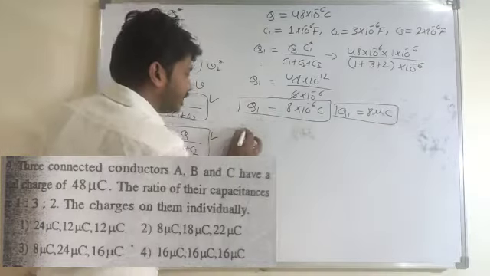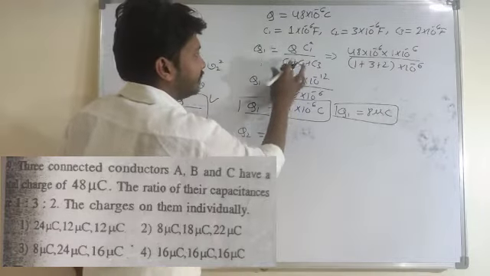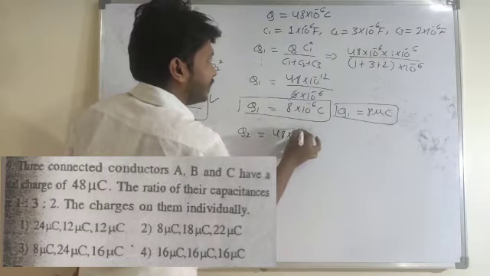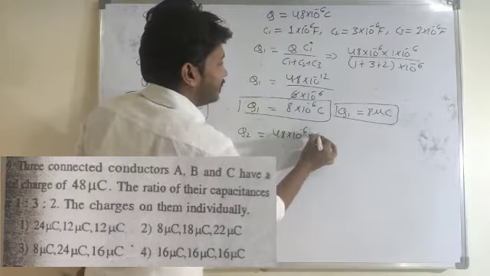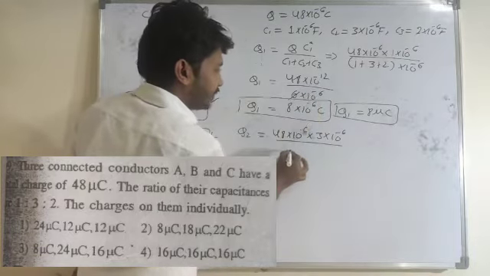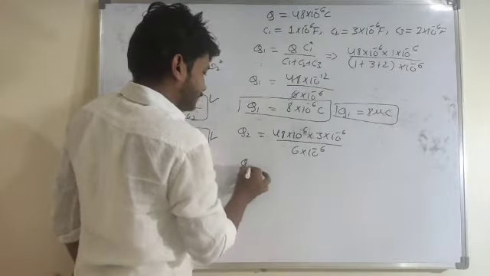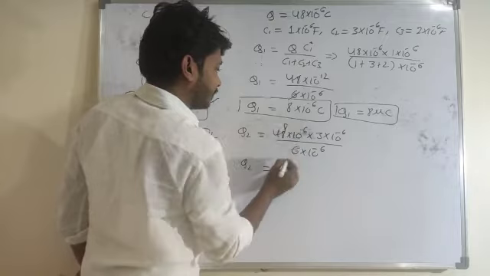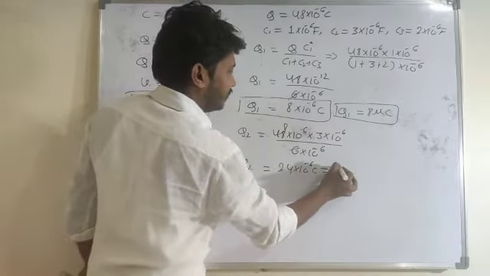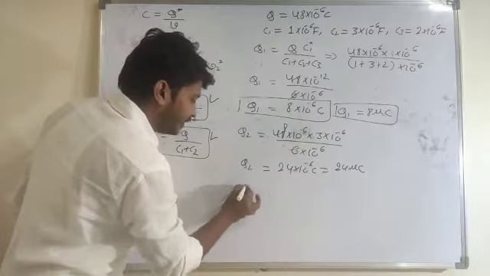So what about Q2 here? Similarly, Q2 is equal to Q into C2 divided by C1 plus C2 plus C3. The Q value is 48 into 10 to the power of minus 6. What is the C2 value? 3 into 10 to the power of minus 6, divided by C1 plus C2 plus C3, that is 6 into 10 to the power of minus 6 here. So the Q2 value is 24 into 10 to the power of minus 6, or 24 microcoulomb. So that is the Q2 value. Hope you are understanding here.